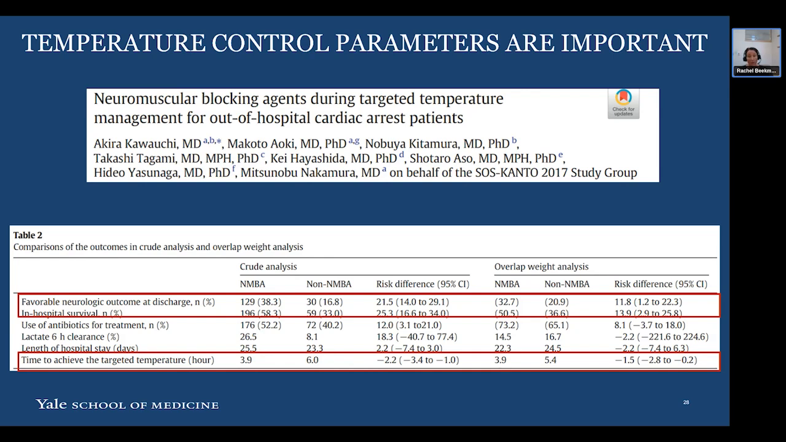In our cohort, we looked also at the use of neuromuscular blockade within the first 6 hours of temperature control initiation and found a similar effect, that the use of neuromuscular blockade was associated with improved neurologic outcomes.